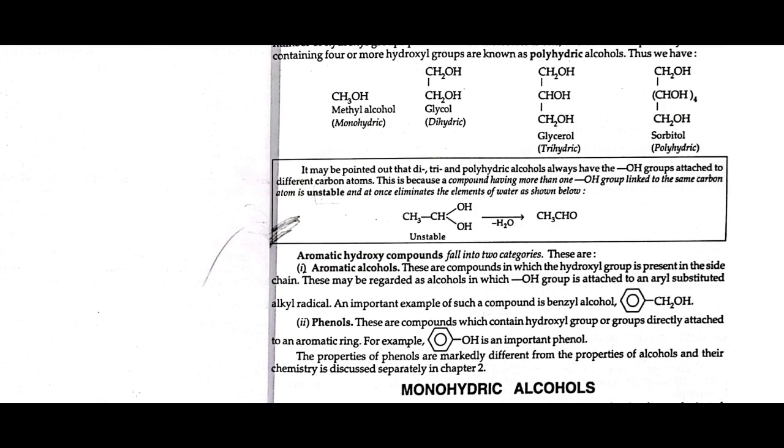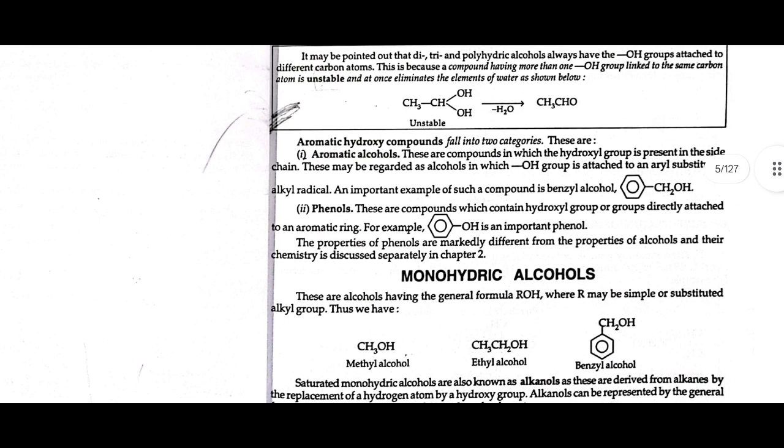It may be pointed out that di, tri, and polyhydric alcohols always have the OH group attached to different carbon atoms. This is because a compound having more than one OH group linked to the same carbon atom is unstable and at once eliminates the elements of water as shown below.